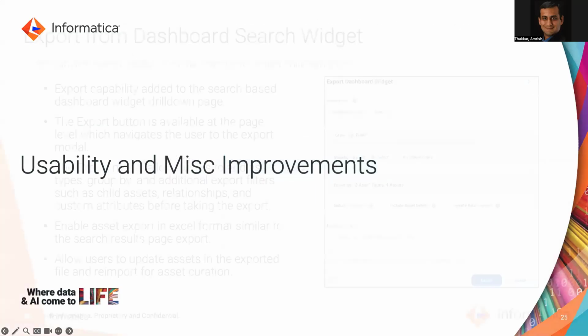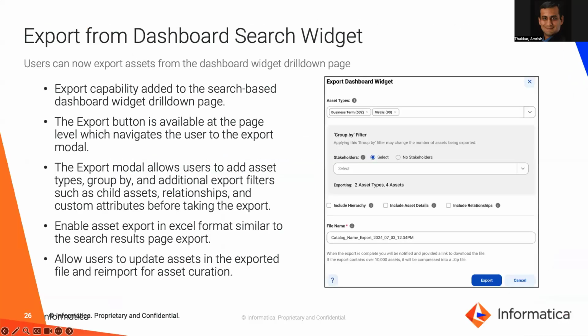Now, beyond that, there are a few other improvements. The first one, we have added export capability from the dashboard search widget. So until now, you could only export from the search itself, right? So you could go to the search, make a search, and then say export. We added catalog source-based export in the November release. Now you will have an option of exporting from the search widget itself. This is going to be very similar to what you have from the search, but of course, the scope is defined by what's provided as part of the search criteria in the search widget itself.